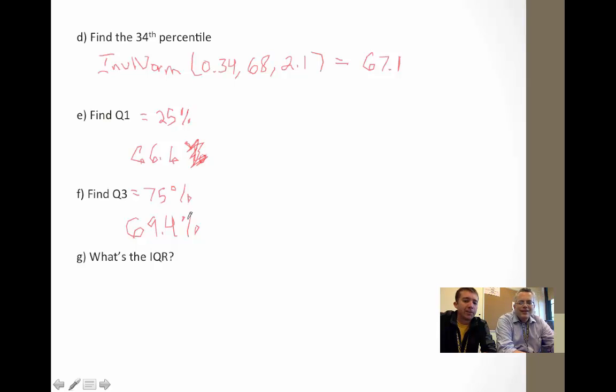I'm getting percent-y with these. I'm just all about percents. Yes. So the 25th percentile is in inches. Very good. So these are data values we're finding.